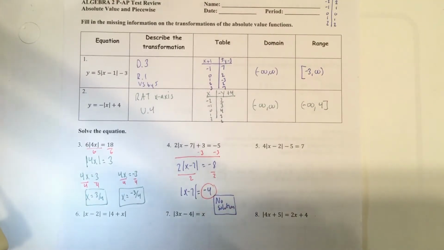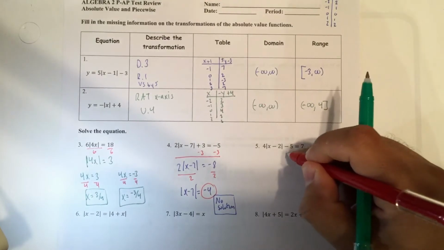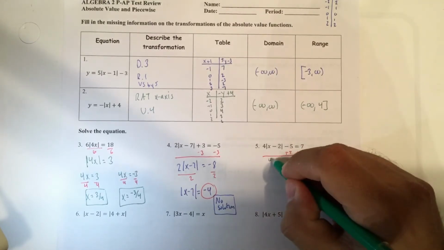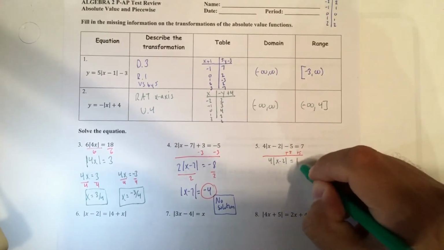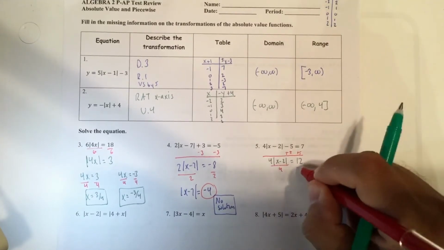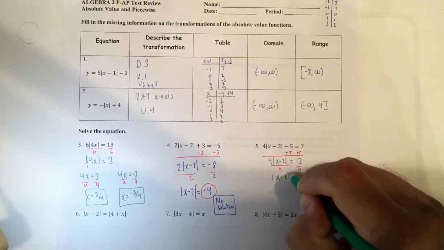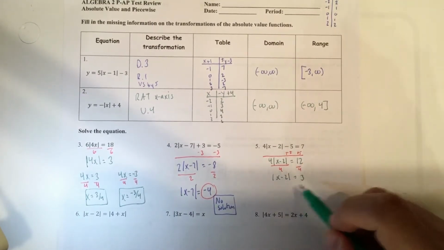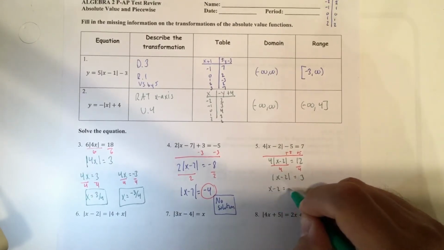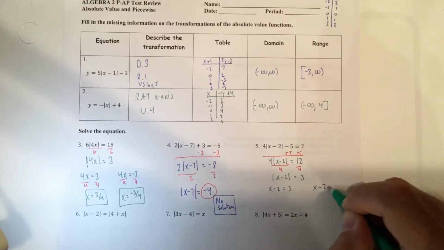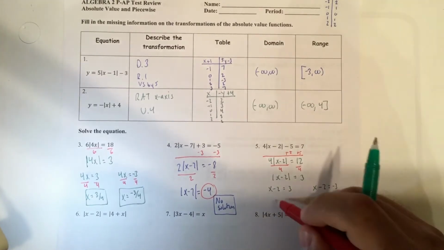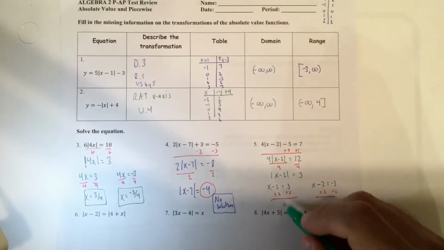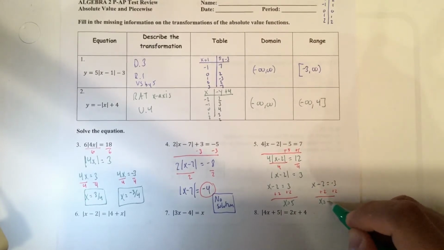Alright, on to our next one. Before we solve this, we must isolate the absolute value expression. So we add 5 to both sides: 4 times the absolute value of x minus 2 is equal to 12. Then we divide by 4, and we get the absolute value of x minus 2 is equal to 12 divided by 4, which is 3. Isolated, and the constant is positive, so our two equations are x minus 2 equals positive 3 or x minus 2 equals negative 3. Here I'm going to add 2 to both sides.